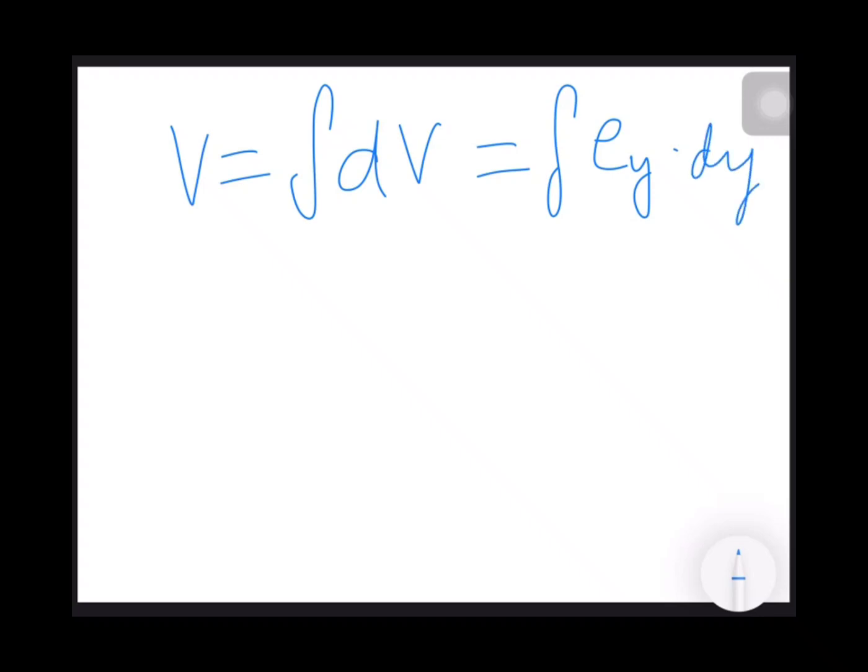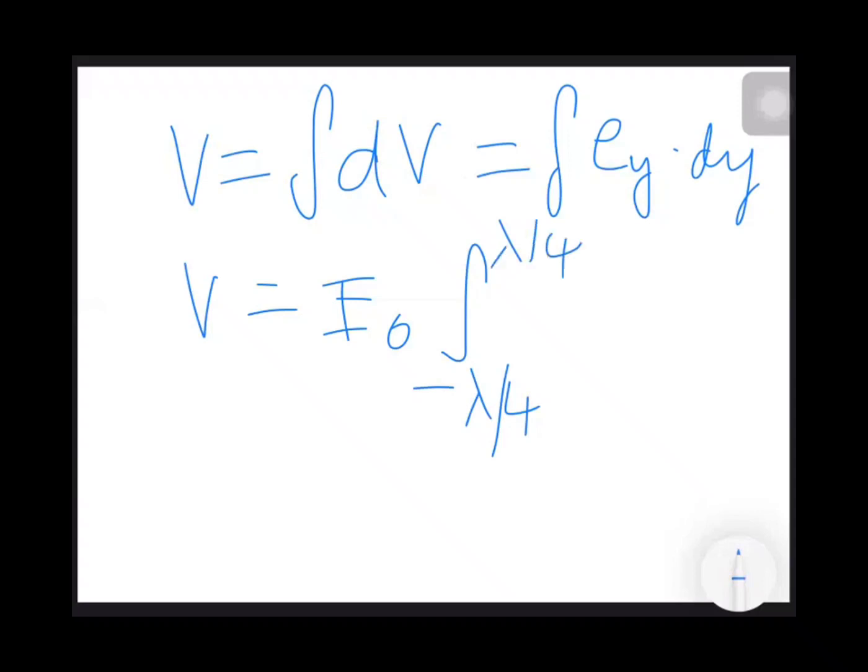And we can express the value in terms of the total resultant electric field, taken as the integrated value. So V is equal to E naught into integral from minus lambda by 4 to lambda by 4 of cos 2 pi by lambda into y into dy.